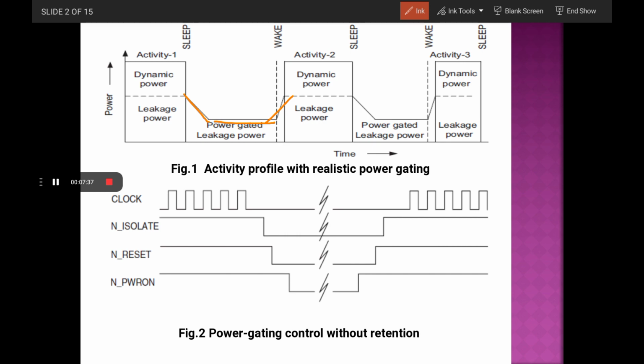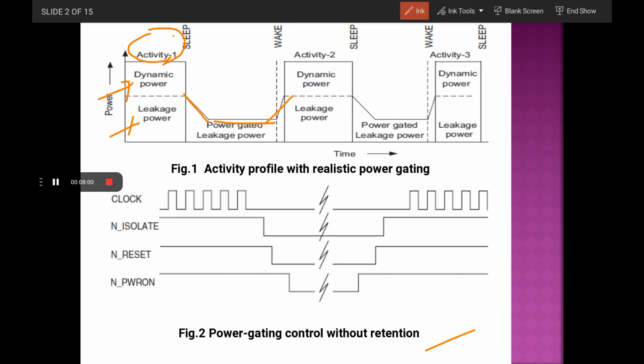This is activity 1. When the device is in the active condition, obviously two types of power dissipation take place: one is dynamic, the second is leakage power. In the standby mode, which we can also call the sleep mode, only the leakage current is responsible for the corresponding power dissipation. So that is the scenario.